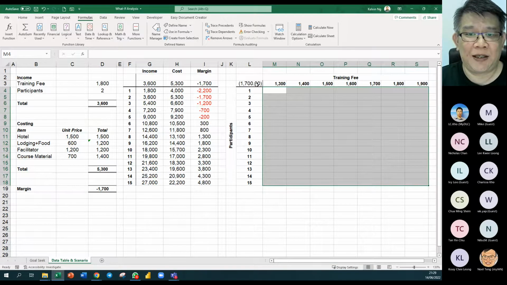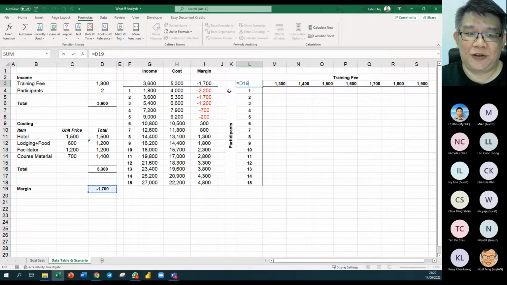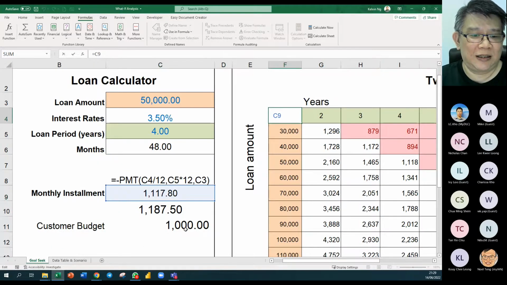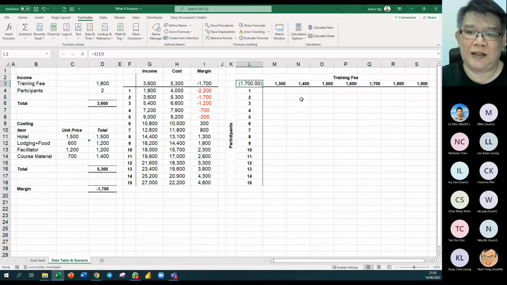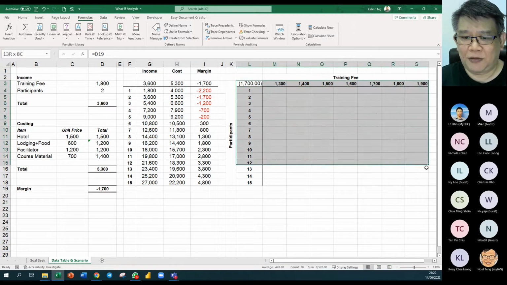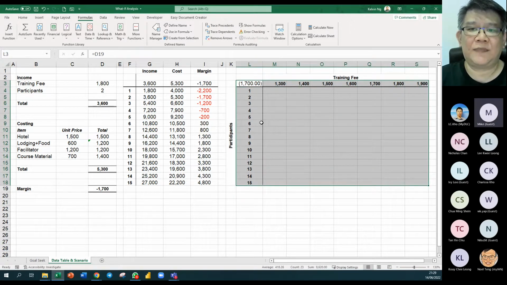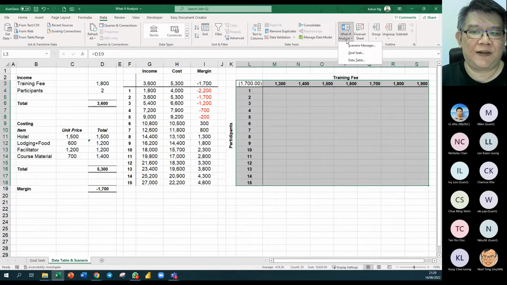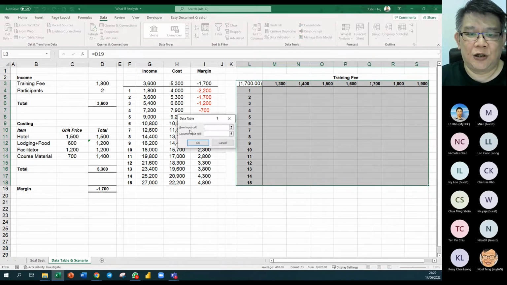So this formula will be margin. You point it to the margin. You want to know the margin for different pricing and different numbers of participants. So you just directly equal to that margin, just like how you directly equal to the loan amount for the monthly installment. Now you directly go to the margin. You highlight all the variables on top and on the left. We do the same thing, what-if analysis, data table. The row input cell, which is the 1003, 1004, 1005, will go to D3.